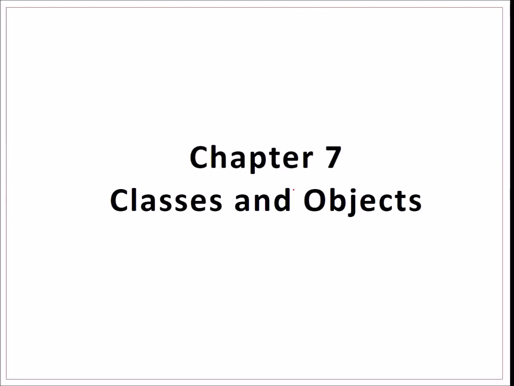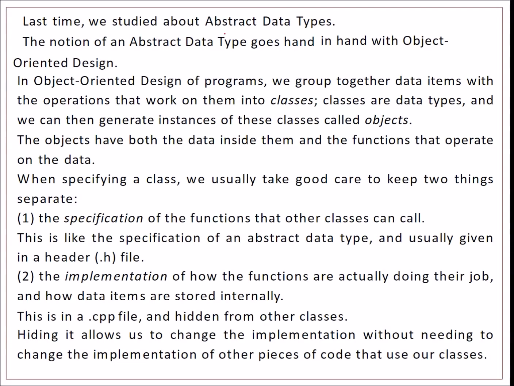As we promised, this data structure course will be an amalgamation of data structure and object oriented concepts and paradigm. Let us see classes and objects. We have seen abstract data types already, and this notion goes along with object oriented design. In object oriented design of programs, we group together data items along with the operations that work on them. We call them classes.